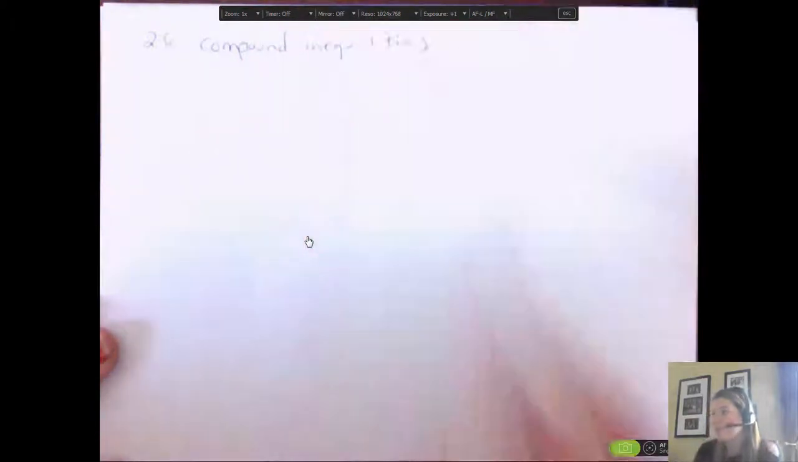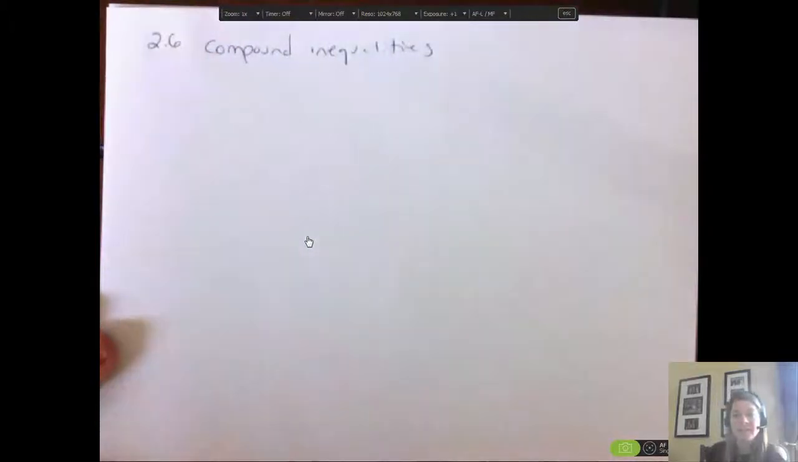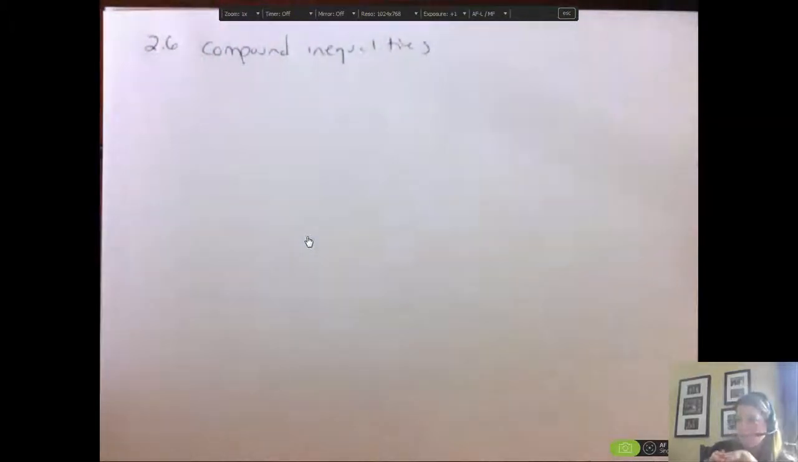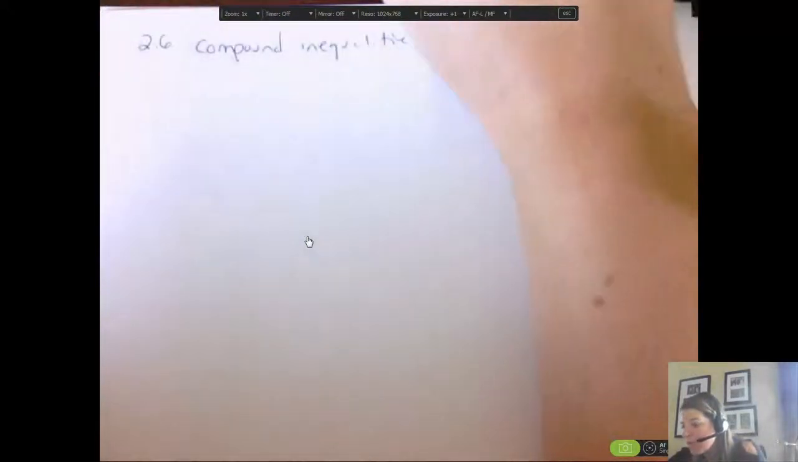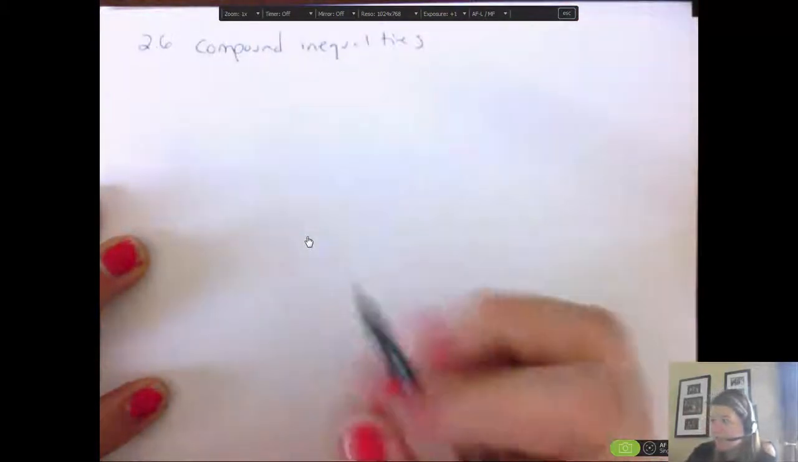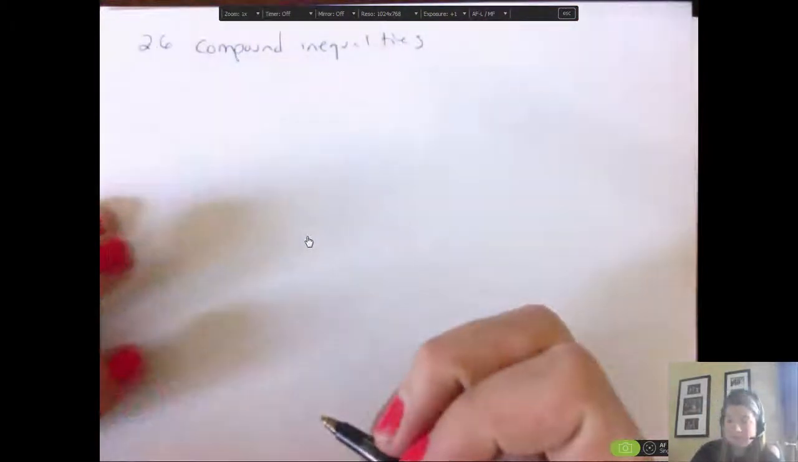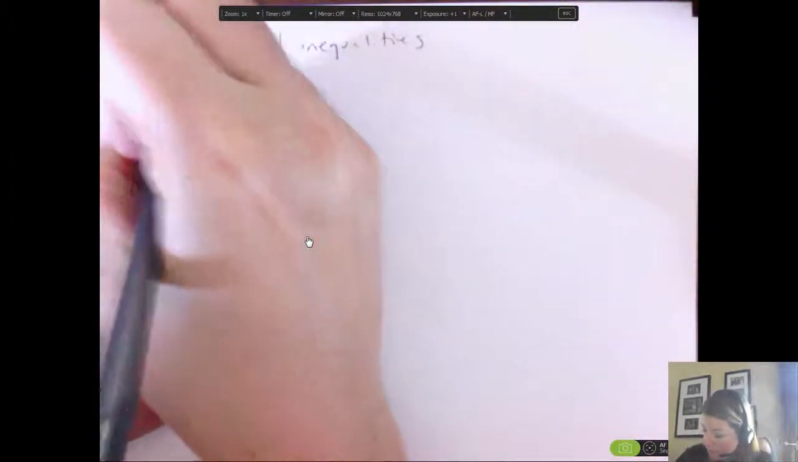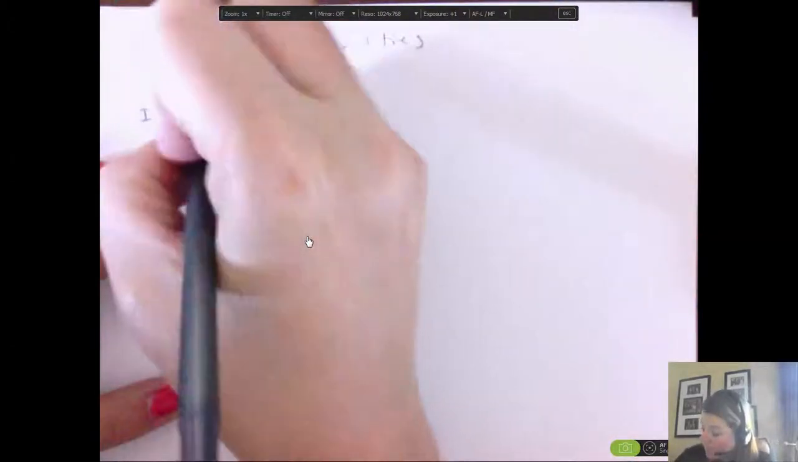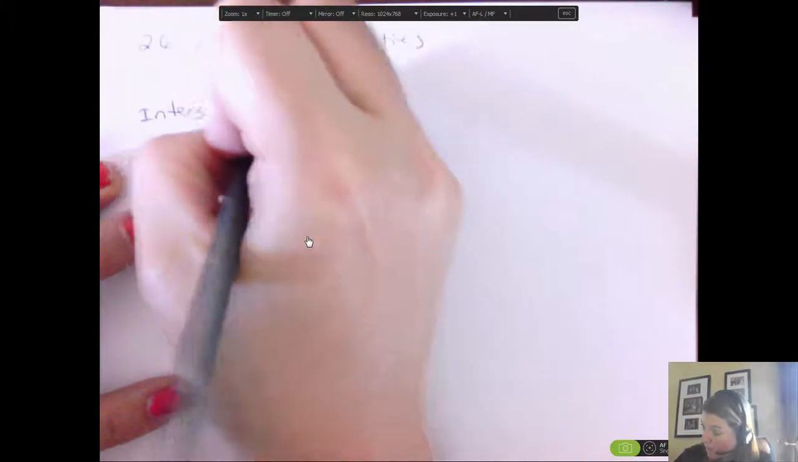So we're looking at two things with these compound inequalities. We're going to link them by an "and" or an "or." The first thing I want to look at is the intersection of two sets. What do they have in common? It's called the intersection of two sets.